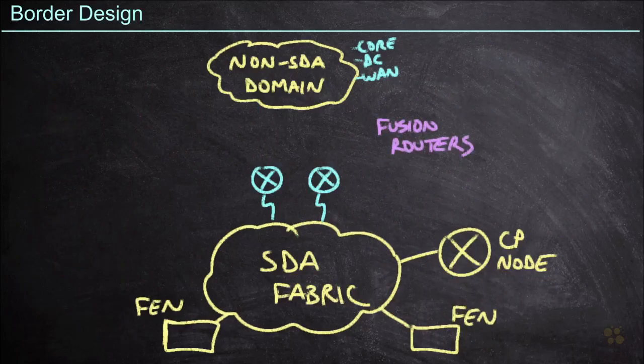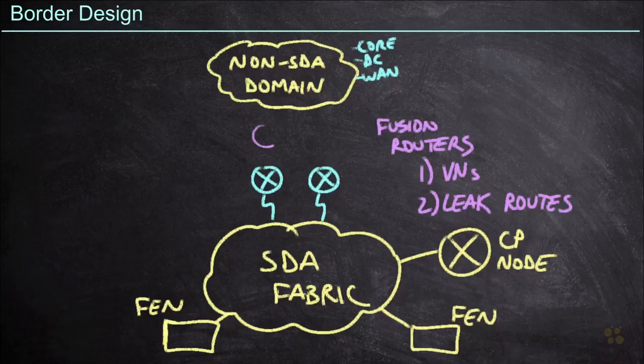Fusion routers are required under two conditions. First of all, we are running virtual networks in the underlying domain. So in some cases, this might be a multi-tenant service provider environment. In other cases, it might just be that we've broken our organization down into different virtual networks, maybe per department. The second condition would be that we need to leak routes between the virtual networks. When this is the case, we will have to install fusion routers upstream of the border nodes.